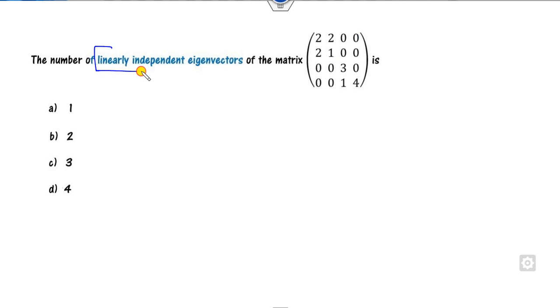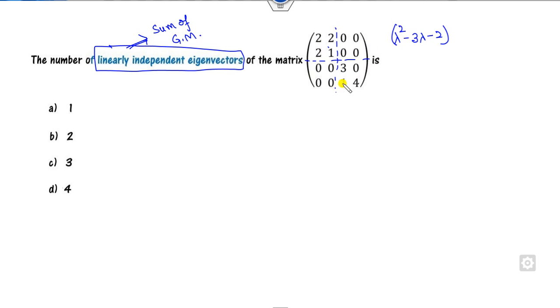Okay, number of linearly independent eigenvectors. That is the sum of the geometric multiplicity. A similar kind of question we discussed in part 1 as well. You can see how you can find the geometric multiplicity. You can see this is the diagonal, this is a Jordan form. You can find the eigenvalues of this. Trace will be 3, determinant will be 2 minus 4 here. This is because it is an upper triangular matrix.